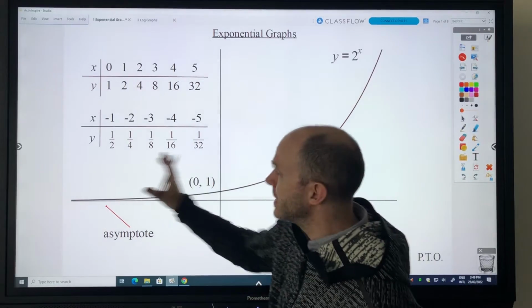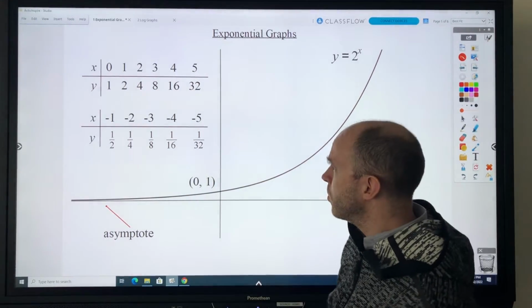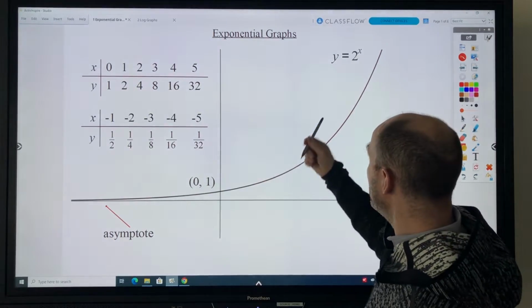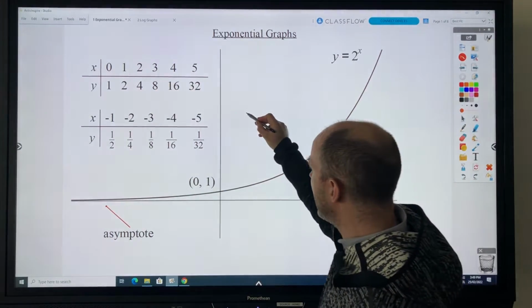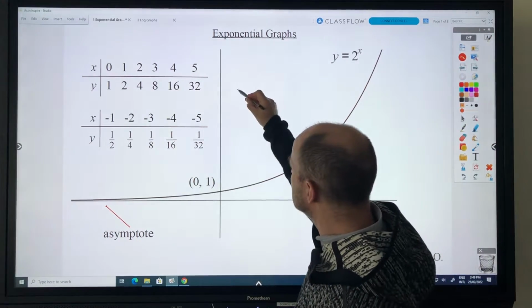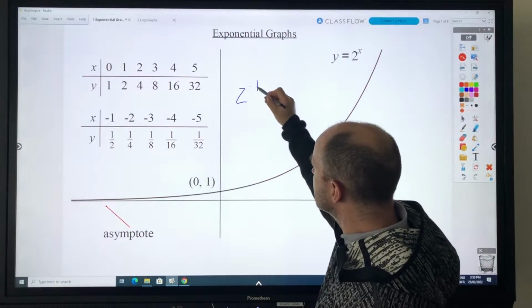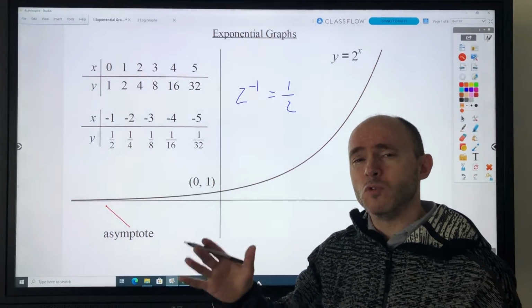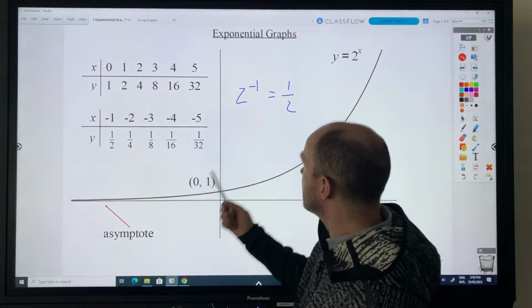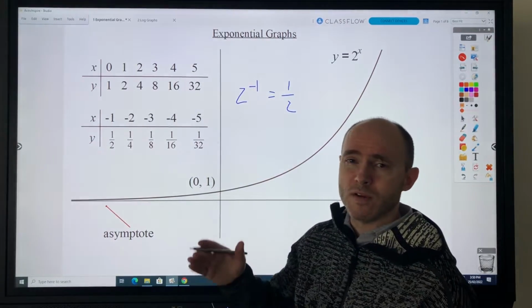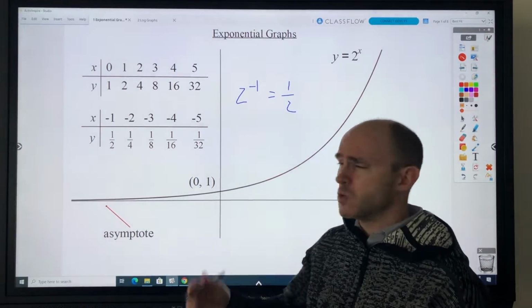Now what's happening to the left of the y-axis? Well, what I'm going to do is substitute in some negative values and see what happens. You ought to be aware that 2 to the power of -1 is the same as 1 over 2. Okay, using your rules of indices there. And 2 to the power of -2 is 1 over 4. 2 to the power of -3, 1 over 8, because it's 1 over 2 squared, 1 over 2 cubed.